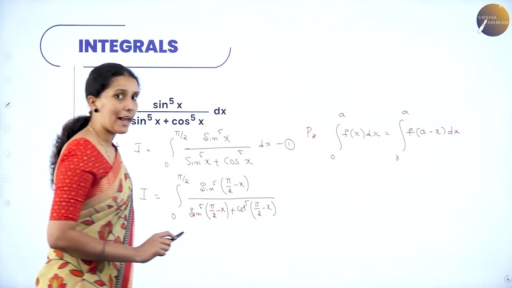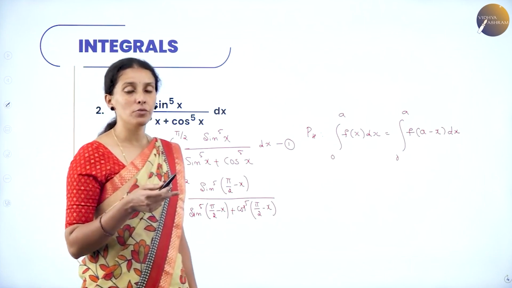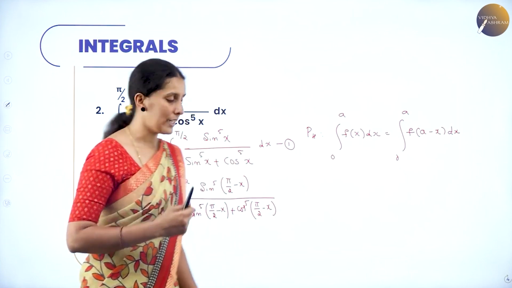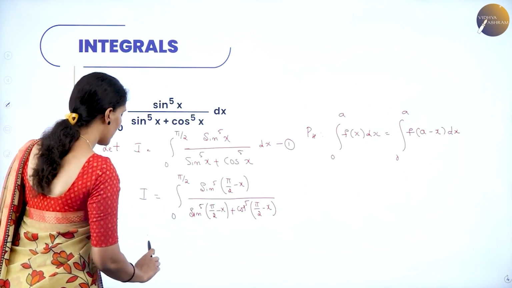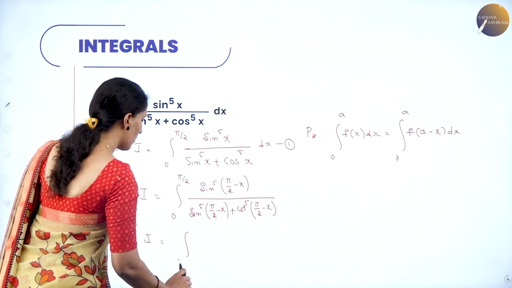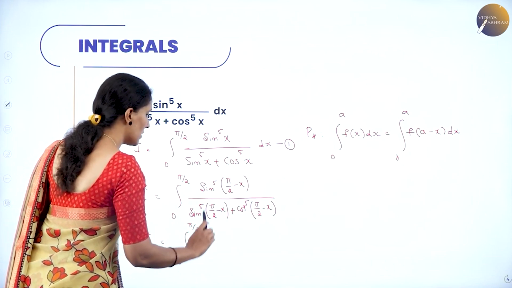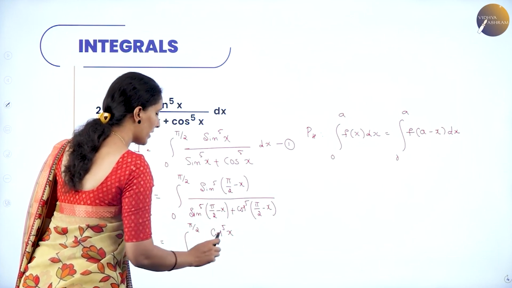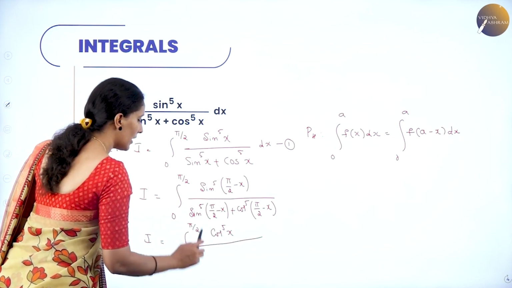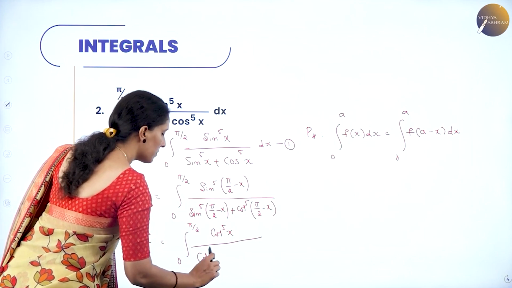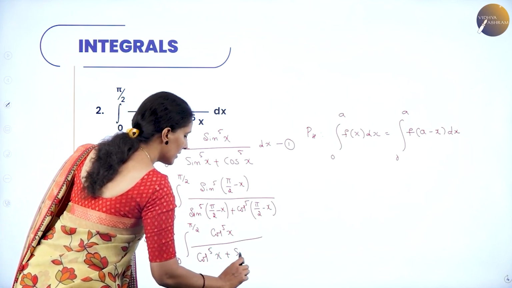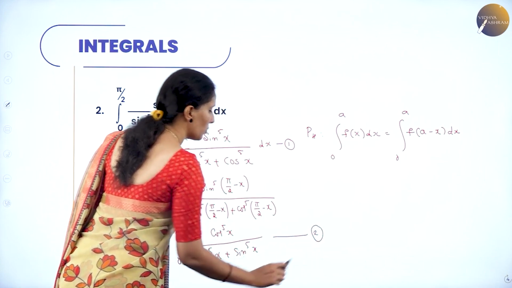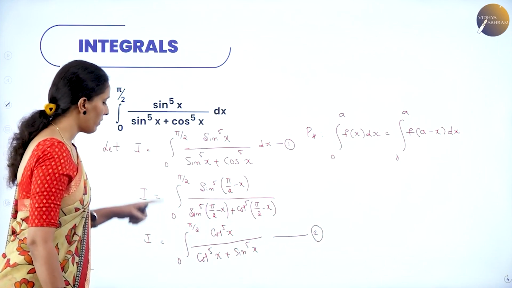Using the allied angle property, that is sine pi by 2 minus theta is cos theta, cos pi by 2 minus theta is sine theta, we can write this as integral from 0 to pi by 2. Here it becomes cos power 5x, because sine of pi by 2 minus x is cos x. Similarly, in the denominator it becomes cos power 5x plus sine power 5x. Let me take this as equation 2. Add equations 1 and 2.